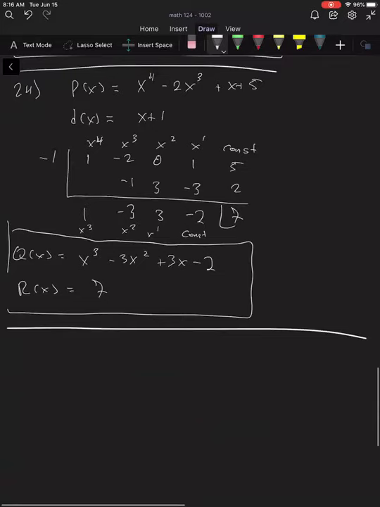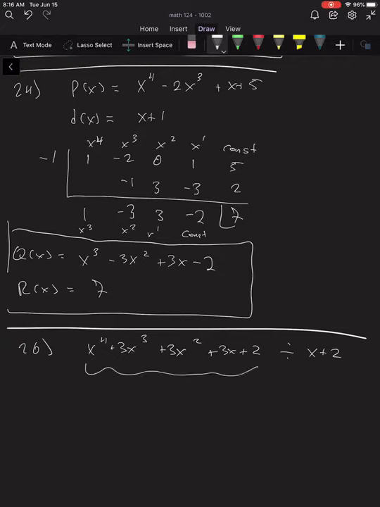We could do one more like that. Let's do 26. This one is written a little bit differently. It's written as x to the 4th plus 3x cubed plus 3x squared plus 3x plus 2, divided by x plus 2. Whenever the problem is written this way, this piece right here is going to be p of x, and this piece right here is going to be d of x.